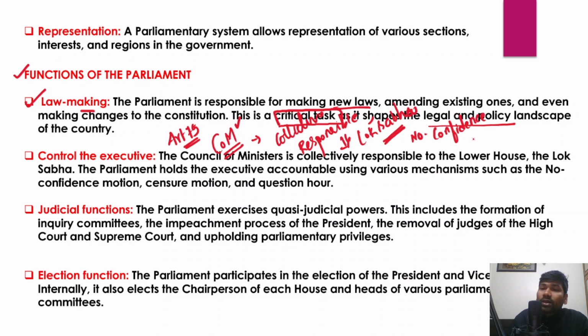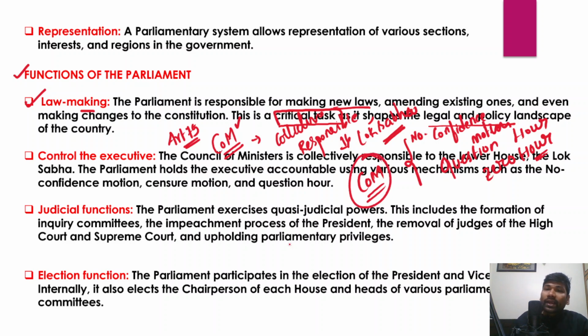no confidence motion, question hour, zero hour. So these are some mechanisms available with the legislature to hold the council of ministers, also known as the executive, accountable, because as I have already told you, the council of ministers is collectively responsible to the Lok Sabha, and therefore the Lok Sabha or the Parliament can hold the executive accountable using mechanisms such as no confidence motion, censure motion, and also the question hour.